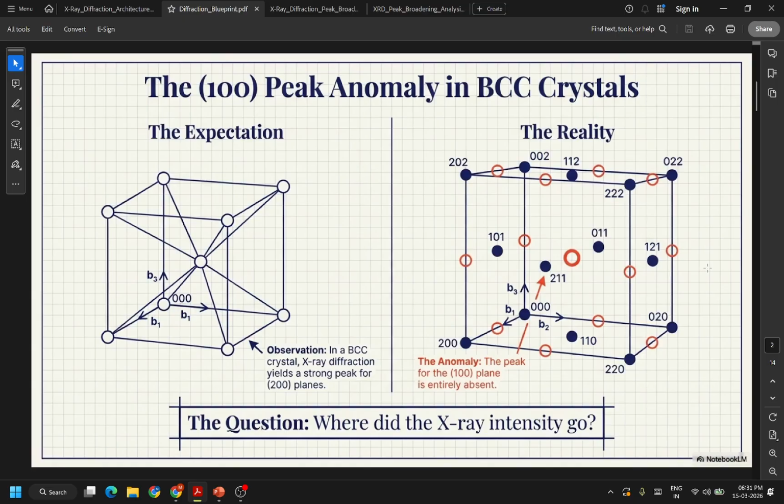So now we talk about, let's say, BCC crystal, that is body centered crystal. In a BCC crystal, the X-ray diffraction yields a strong peak for 200 planes, but the peak for the 100 plane is entirely absent. But from last week we know that the 200 plane is nothing but a sub-plane between 100 planes. So why does it give a peak for 200 and not 100?